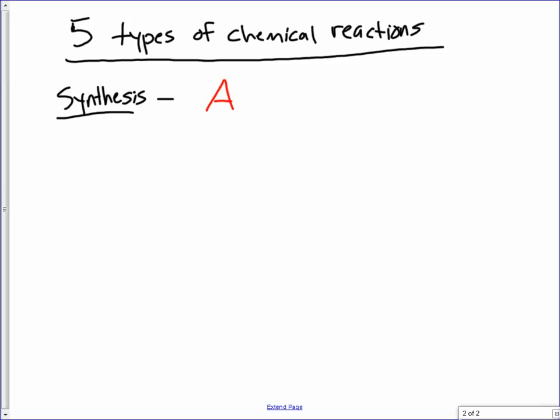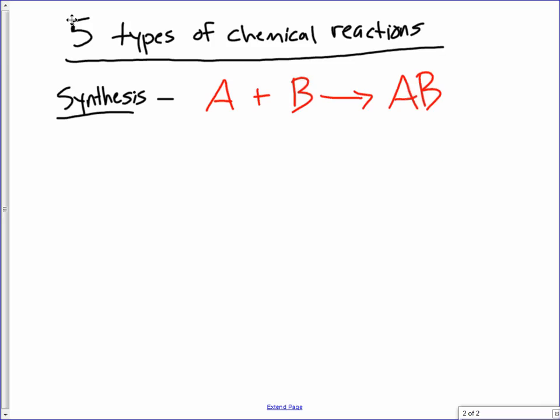We're going to have some element, A, react with another element, B, to form a single compound, a new substance. We're going to call AB, since it's the 2 elements now combined together. Synthesis comes from the word synthesize, which is basically creating something. And it's going to be 2 individual substances coming together to make a single product.